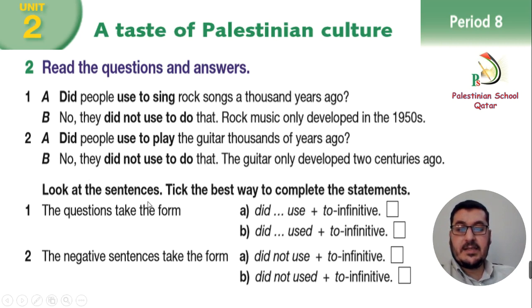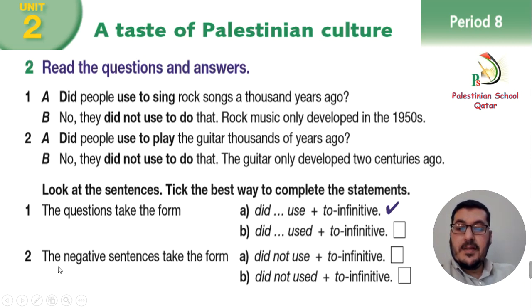Now look at the sentences. Take the best way to complete the statements. The questions take the form A, did use to infinitive, or B, did used to infinitive. With the question, what do we put? Did use or did used? Yes, did and use. Because we have did, we don't put the D with use.